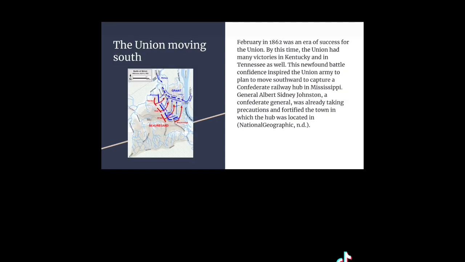February in 1862 was an era of success for the Union. By this time, the Union had many victories in Kentucky and in Tennessee as well. This newfound battle confidence inspired the Union Army to make a plan to move southward to capture a Confederate railway hub in Mississippi. General Albert Sidney Johnston, a Confederate general, was already taking precautions and fortified this town in which the hub was located.